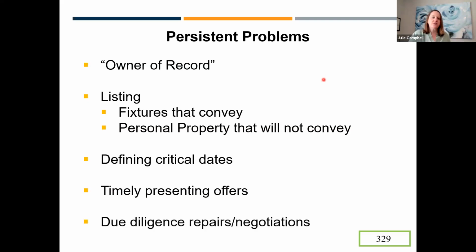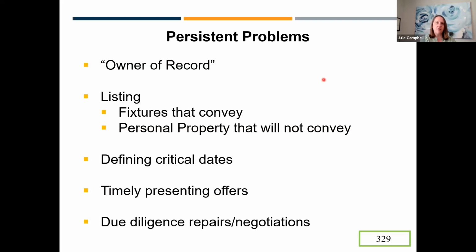And then the last persistent problem is our due diligence, repairs, and negotiations. We talked about that this morning. The repairs, any agreed upon repairs, have to be in writing and signed while we are still in due diligence. The repairs themselves don't have to be complete until prior to settlement.